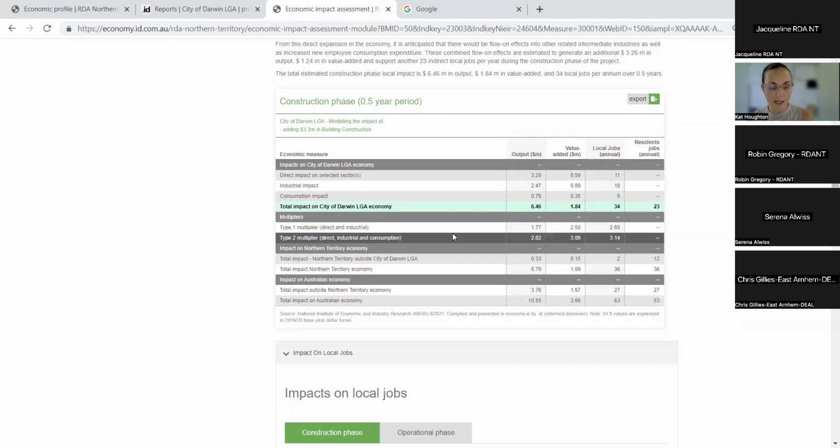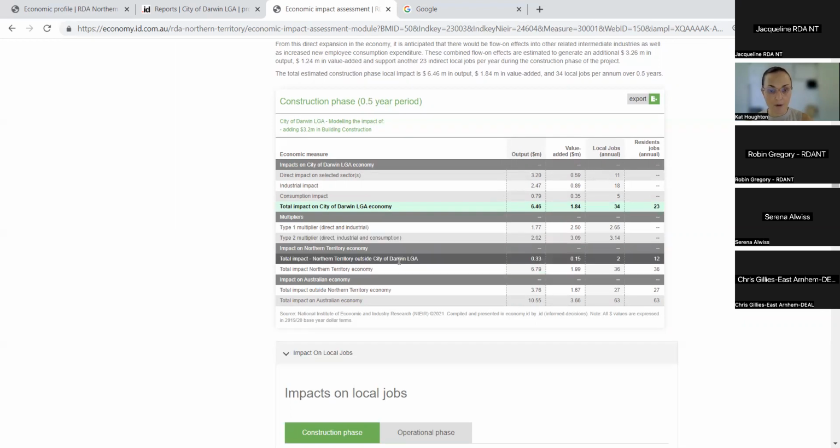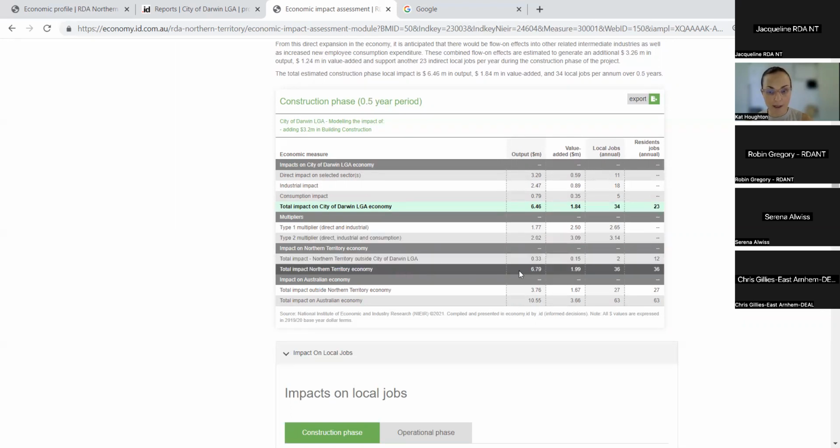Now they are unique multipliers for the City of Darwin, and it talks to us about how the money flows through the economy. Okay, the higher the multiplier, the more the money flows through the economy. Then here we've got impact on Northern Territory economy. So total impact on the NT.